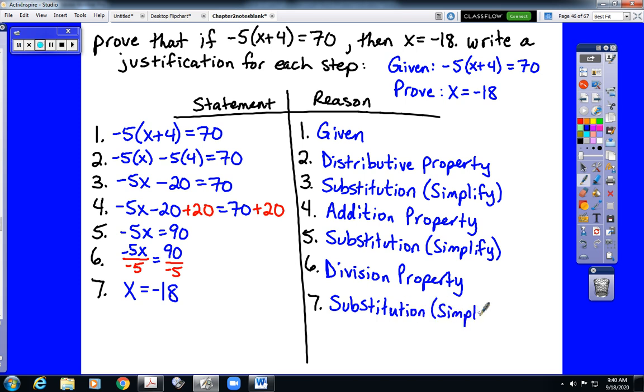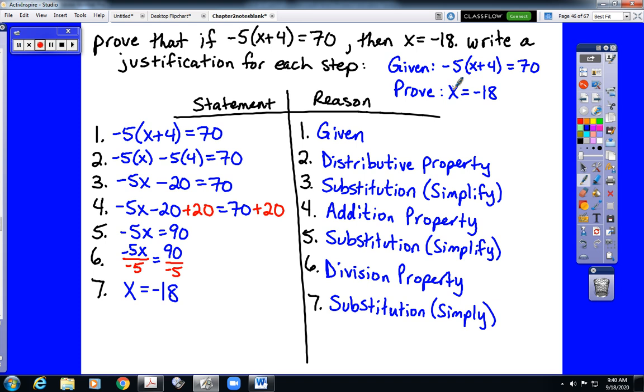Now please notice that the final statement, statement 7, is exactly what we were being asked to prove, x equals -18, which means that we have successfully completed this proof. So a couple things to note. One, every single time that you multiply, divide, add, subtract, or distribute, that is a two-step process.